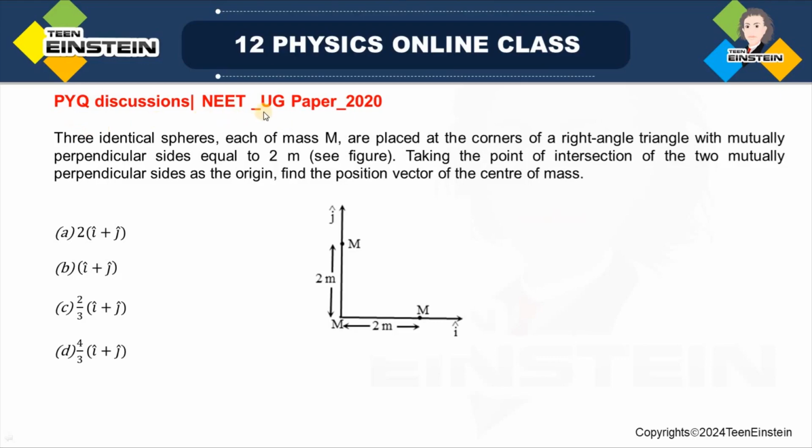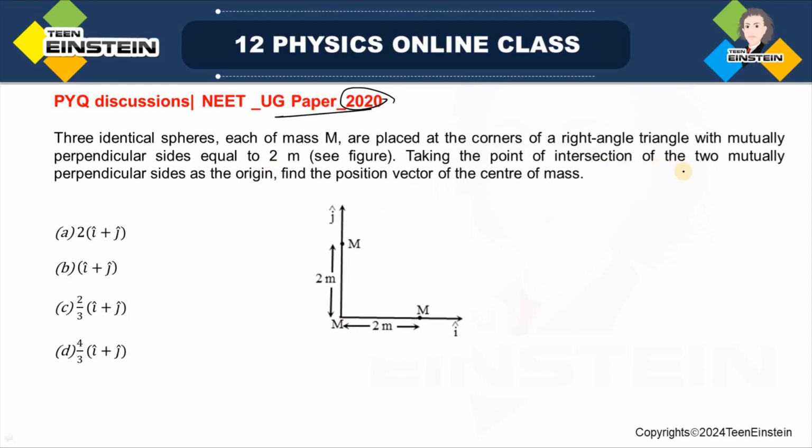Hello students, welcome to the PYQ discussions on NEET UG papers. Let us solve a problem from NEET UG paper 2020. The question says, three identical spheres, each of mass capital M, are placed at the corners of a right angle triangle with mutual perpendicular sides equal to 2 meters, as you see in the figure.